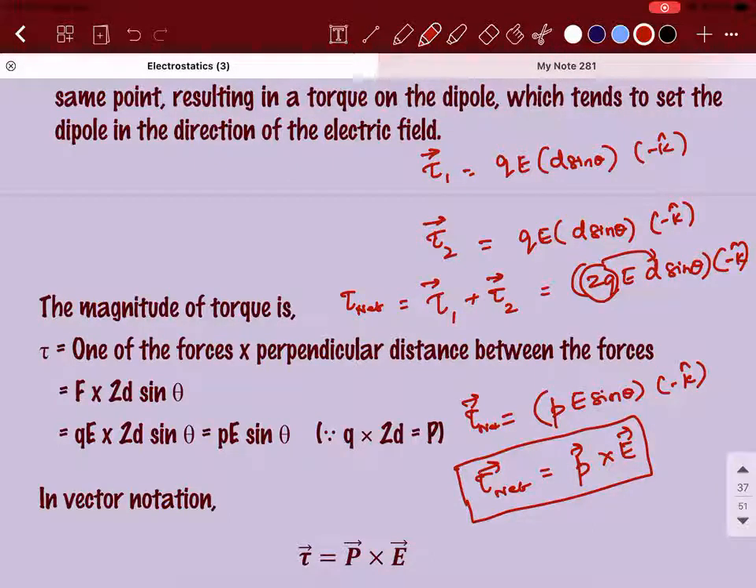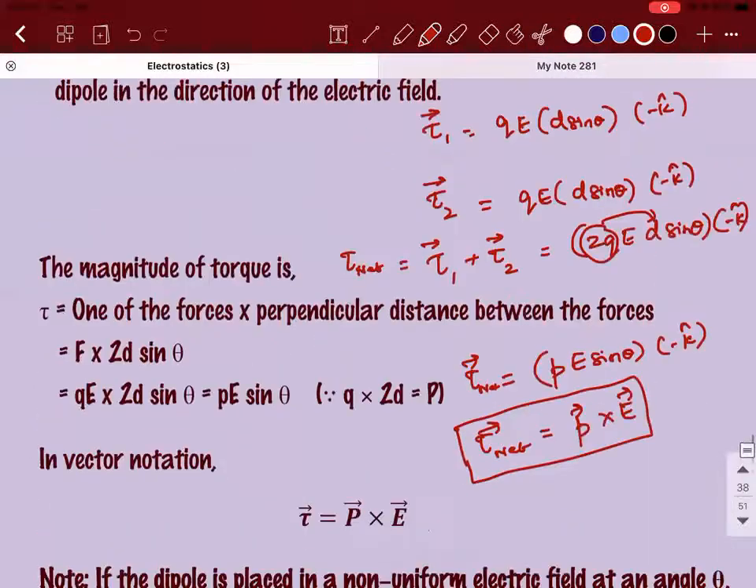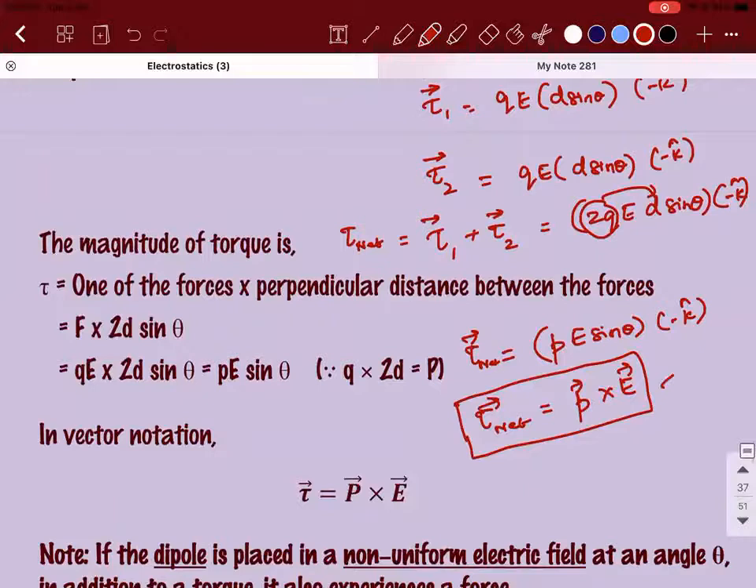Actually, it is only a 4-step derivation, but you need to know the basics. Is it clear? Shall I move on to the next concept? Did everyone copy it, guys? Should I go? Yes.